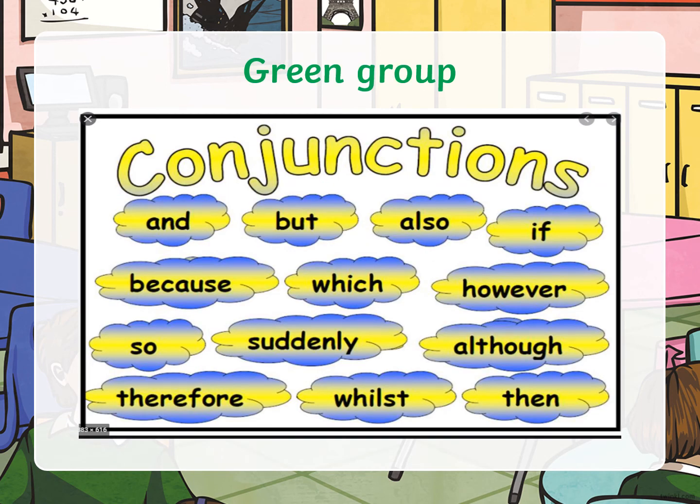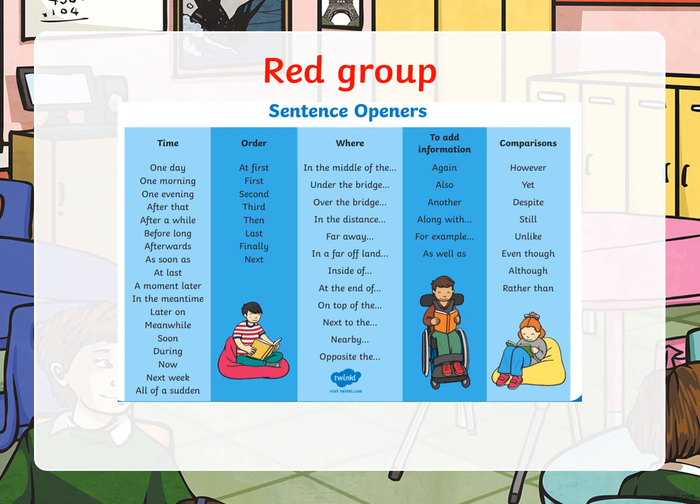Okay, green group, here is a poster of some conjunctions that you could use to extend your sentences. Okay, other groups as well, you can use these for ideas for your sentences too. Red group, here are some different sentence openers so that you're not just starting your sentences in the same way. So we've got time openers, order, where something's happening, information and comparisons. Okay, so use those different sentence openers to help you form your sentences.